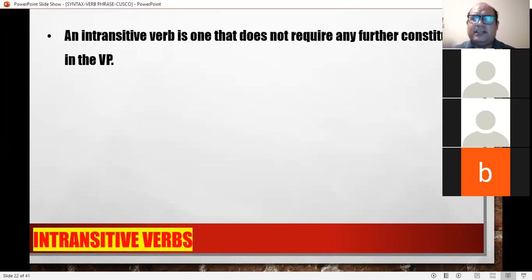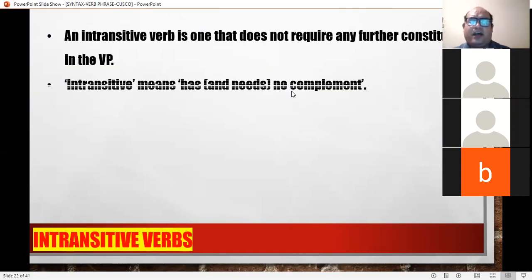So it means that they don't require any further constituent in the VP. They don't need a complement. All right? They don't need a complement. They can stand alone. They don't need a complement to have a complete meaning, the verb. Yeah? So here intransitive means has and needs no complements. They don't need or they don't have a complement.